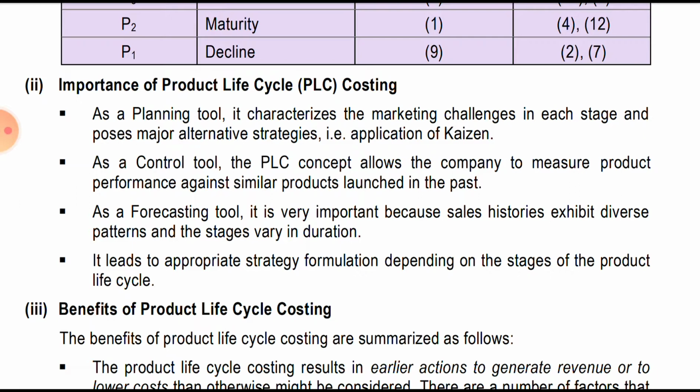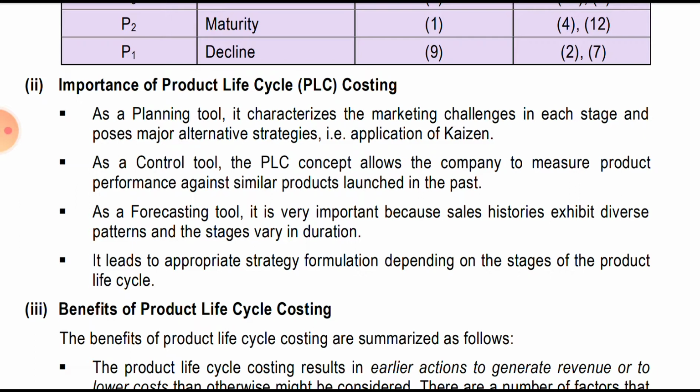So it is acting as a planning tool, and its importance is also as a control tool. Product life cycle acts as a control tool. The product life cycle concept allows the company to measure the product performance against similar product launches in the past. It also acts as a forecasting tool.